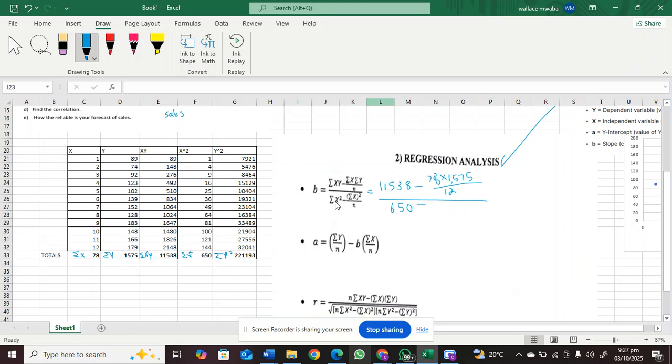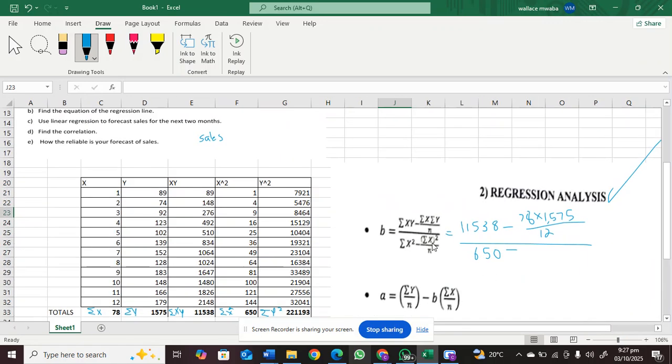So be careful between these two here, okay? This one at the bottom, it's sigma x squared. So it means just the total of x, then you square it. We're going to have over 78 squared over 12.